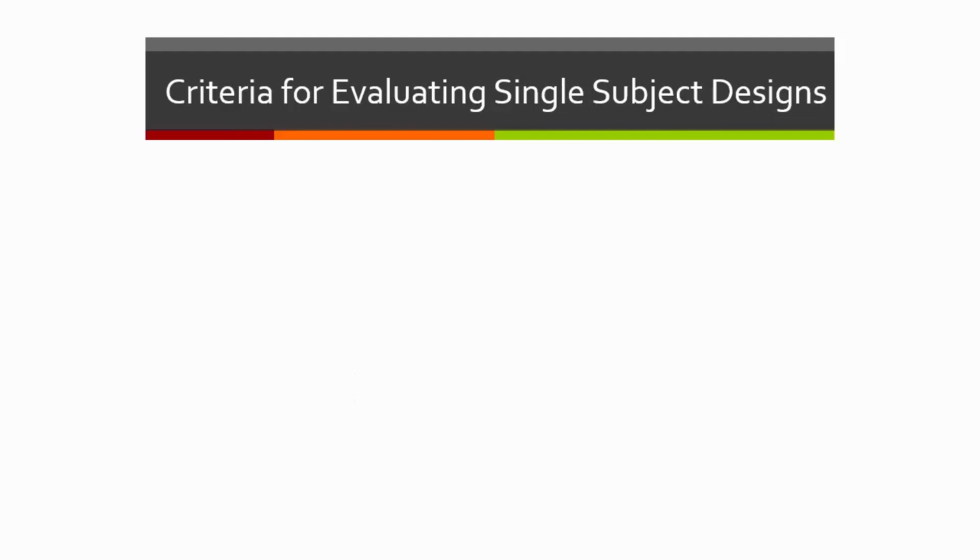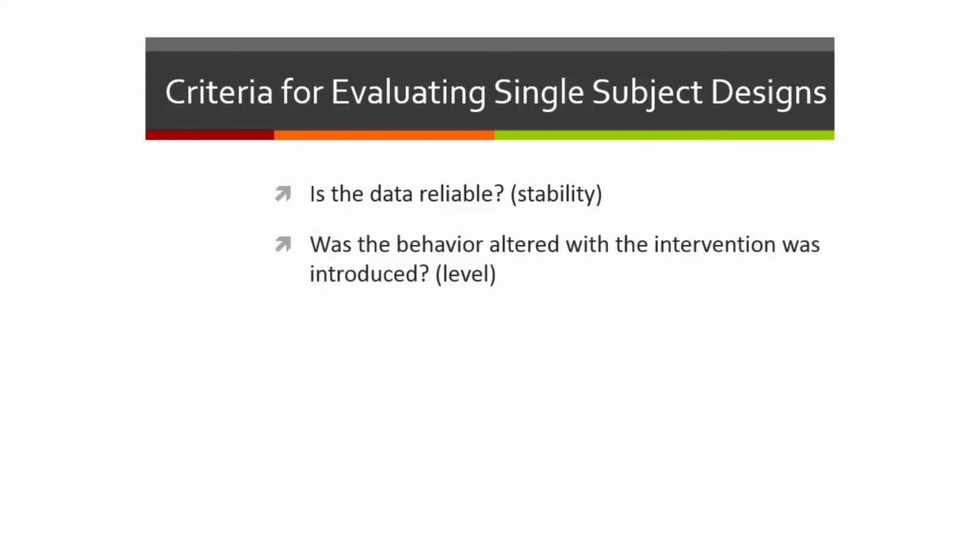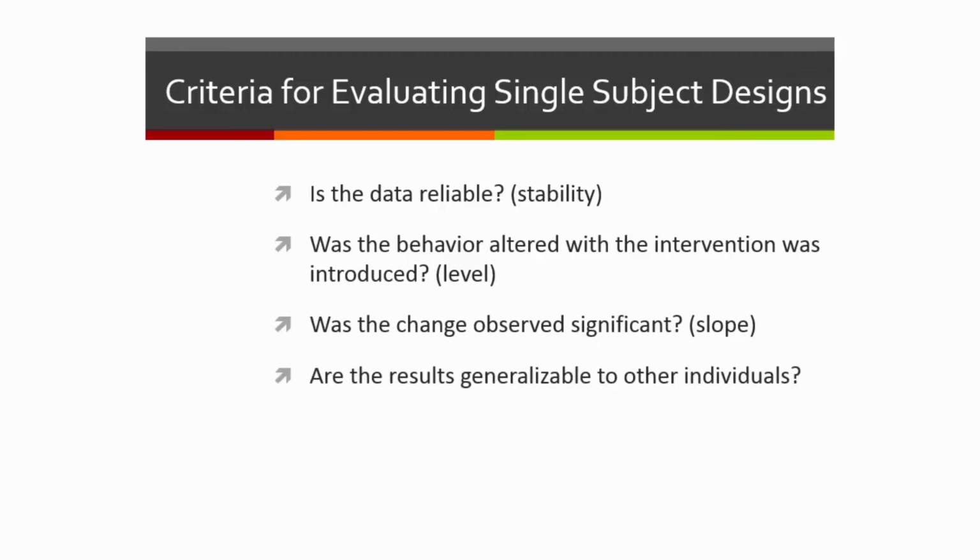So your criteria for evaluating single subject designs. Number one, is the data reliable, and that goes to stability. Is this something that, if I were to come back and repeat this study, I'm going to get similar results? Was the behavior altered with the intervention? Okay, the level, basically, did something happen? Was the change observed significant? Well, again, if we look at the slope, if we have this steep slope, we know there was some kind of change there. Are the results generalizable to other individuals?